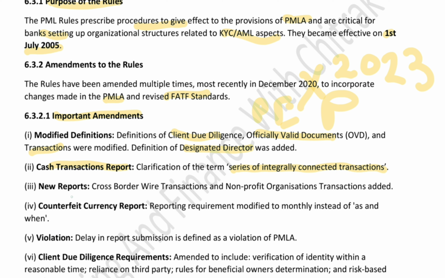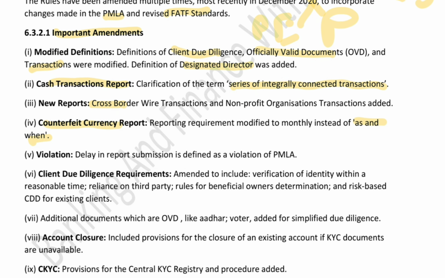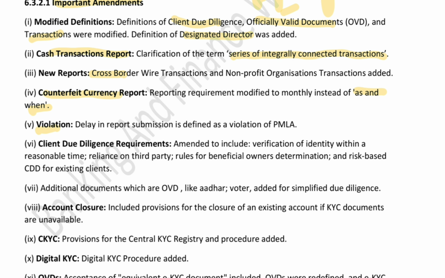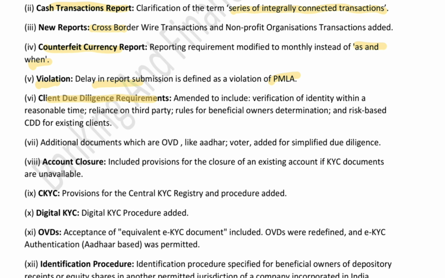Third, the reporting of cross-border wire transactions and non-profit organization transactions was added. Next, the counterfeit currency reporting requirements were modified to monthly instead of as and when. Next, violation. The delay in the report submission is now defined as a violation of the PMLA. Then we have the client due diligence requirements.